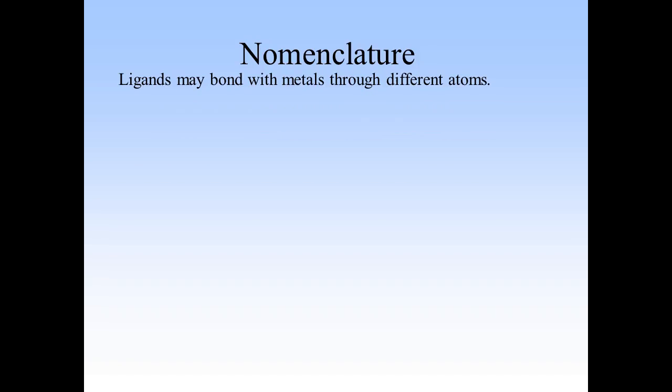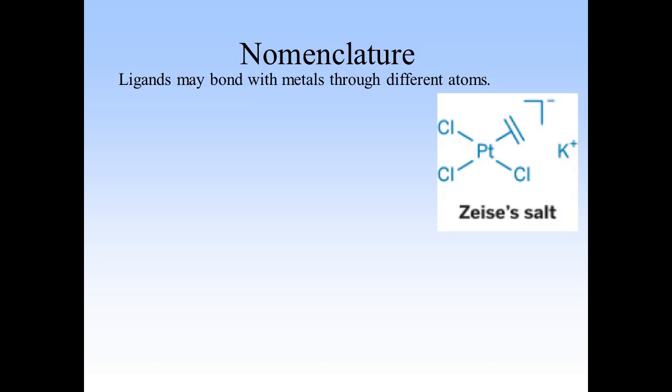As we know, in the case of coordination complexes, a metal can bind with the ligands through different atoms. For example, here platinum is the metal. It binds with chlorine and an alkene. So there are two different atoms present in this particular compound, which is known as Zeise's salt.